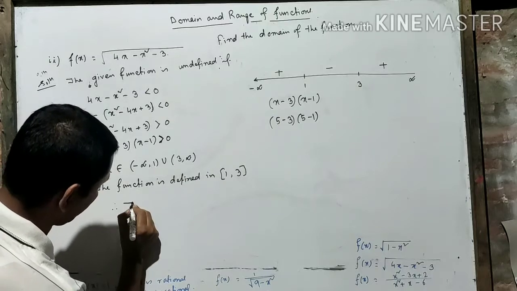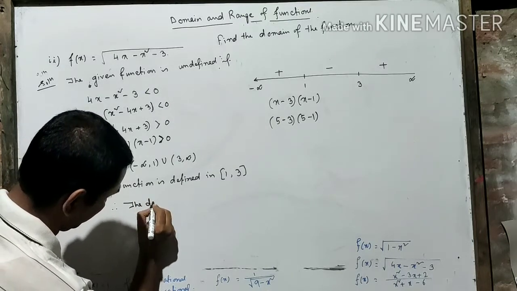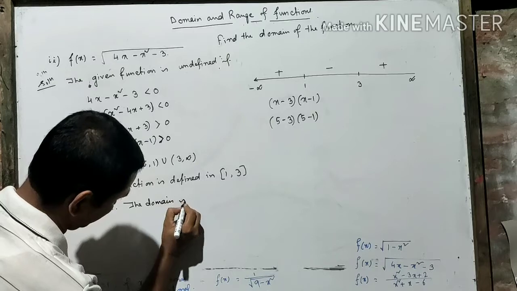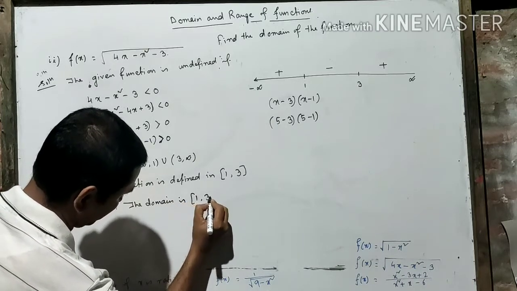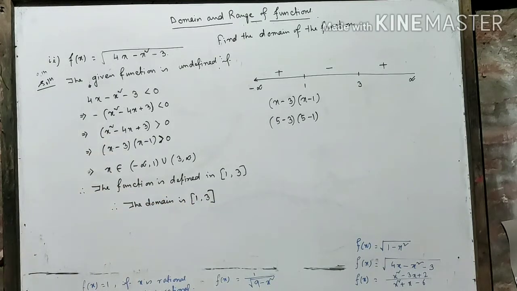Therefore, the domain is the closed interval 1 to 3. Alright? Let us take one more example.